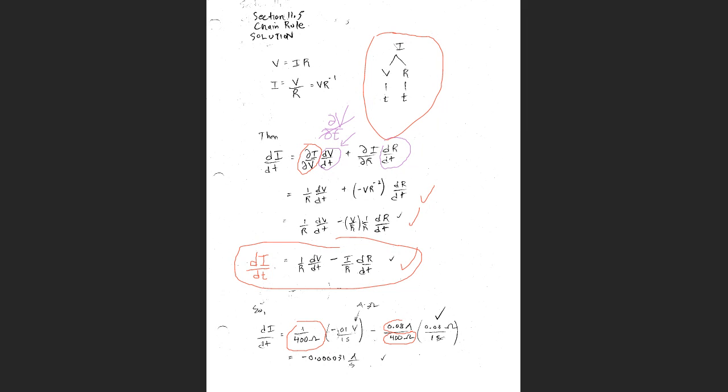And then I'm given this rate here, and I'm given this rate here. Let me just see here. One moment. So I'm left with negative 0.000031 amperes per second.